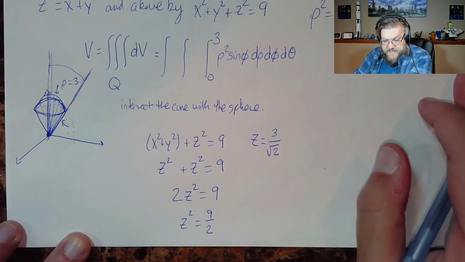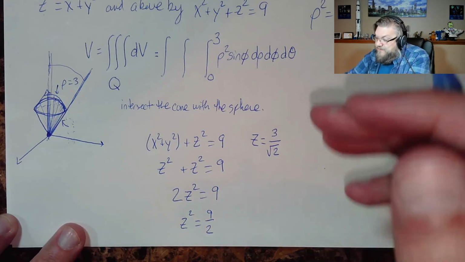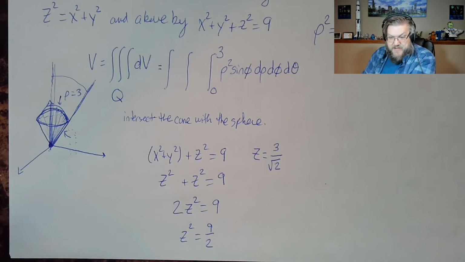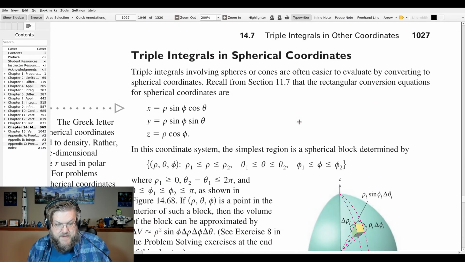Now that feels like it didn't help. I got a z value out of it. I really want a phi value, right? I want the angle, not z. But here's where we remember the formula for z.